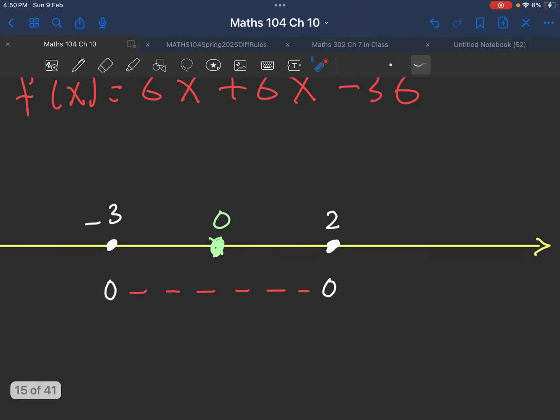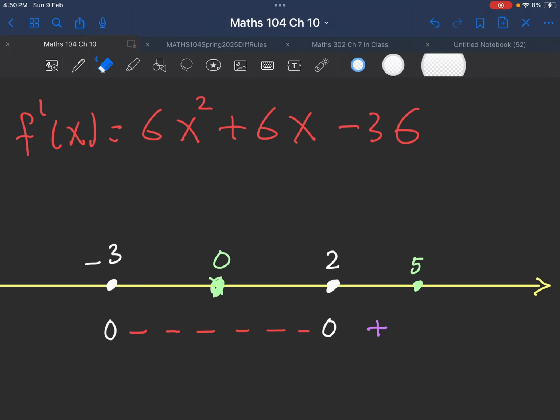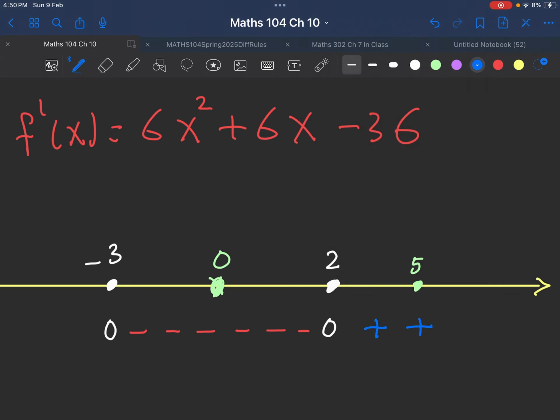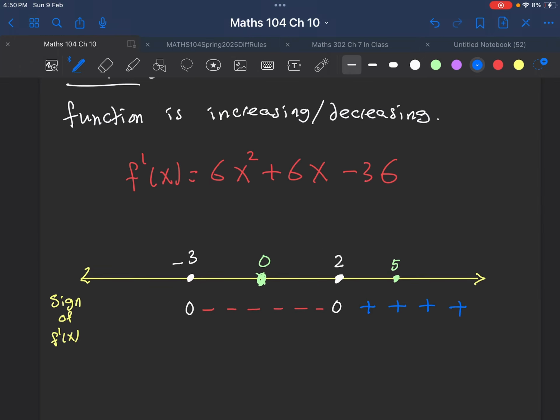Now, how do I know if this area is positive or negative? Choose any number here. So for example, I will choose 5. What I will do with 5, I will substitute in the derivative everything with 5. If we do that correctly, the answer will be just positive. So it will be positive, positive, positive, positive.